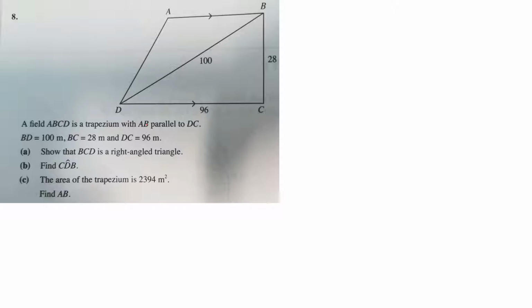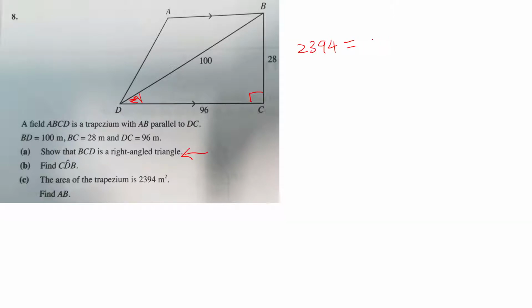For your 10 series, this is your first question. Now, I do not want to go through part A because I have discussed how to prove whether a triangle is a right angle triangle in one of the previous videos. So we know that this is a right angle triangle. Part B asks us to find this angle, but knowing this angle does not matter. We can still find the length of AB when we are given the area of the trapezium. So area of this trapezium is 2394.